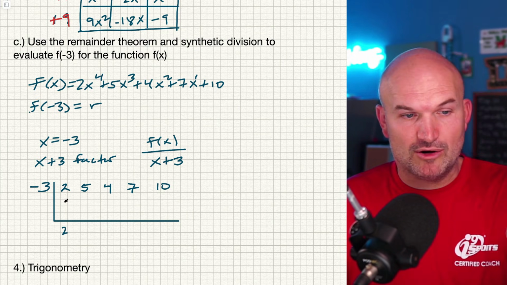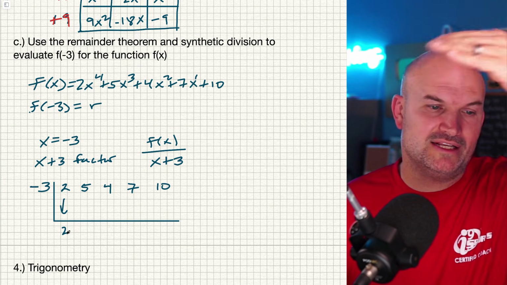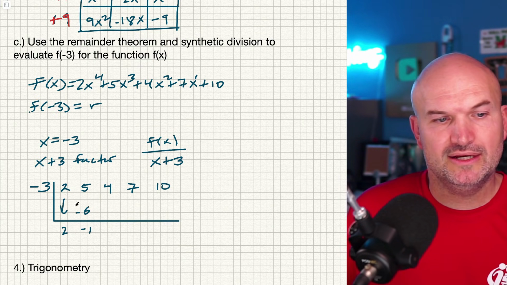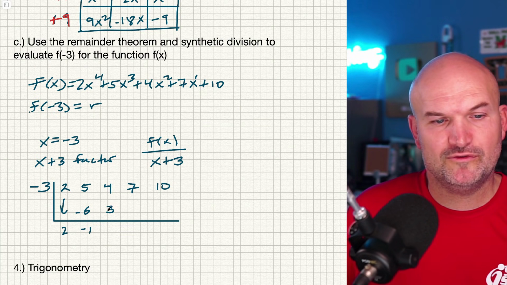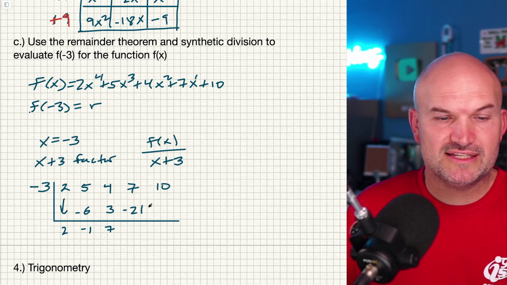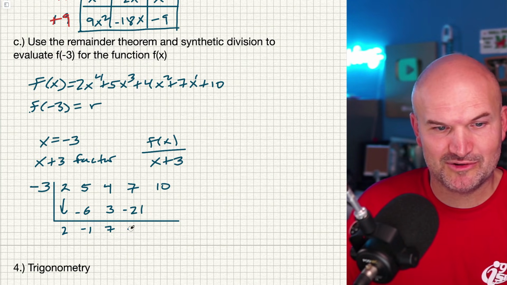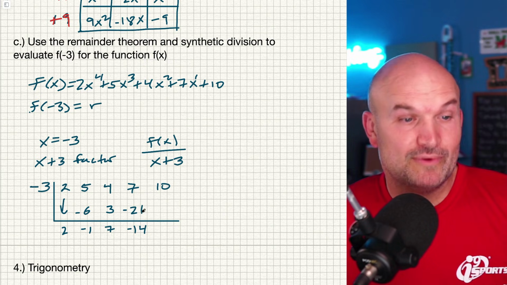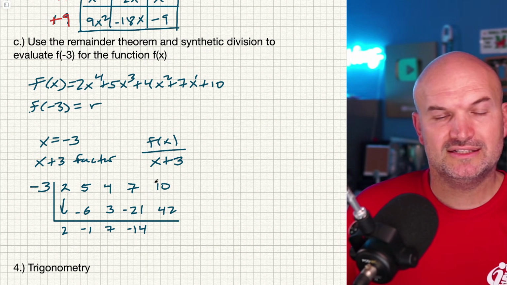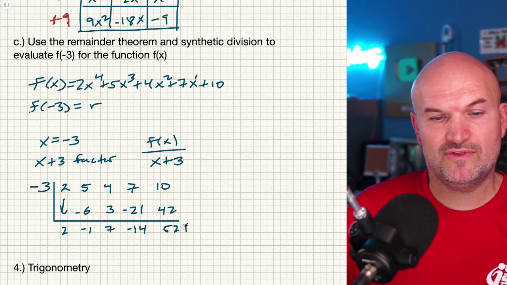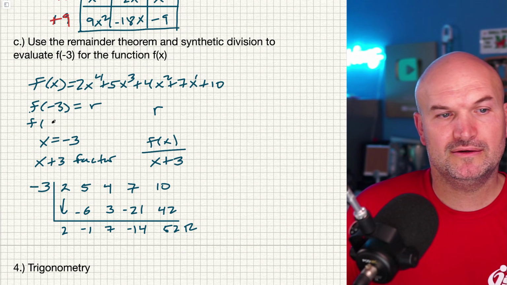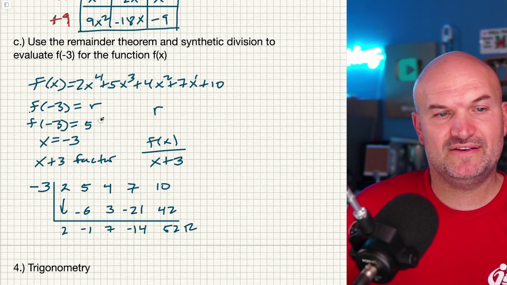Remember, the first one is always a freebie. And then you multiply on the diagonal, add on the vertical. 2 times -3 is -6. 5 plus -6 is -1. -1 times -3 is going to be +3. 4 plus 3 is going to be 7. 7 times -3 is -21. 7 plus -21 is going to be -14. -14 times -3 is going to be +42. 10 plus 42 is going to be 52. That is going to be my remainder. So R, or f of -3, is equal to 52.